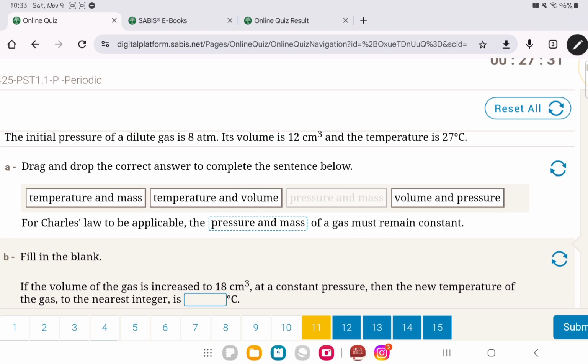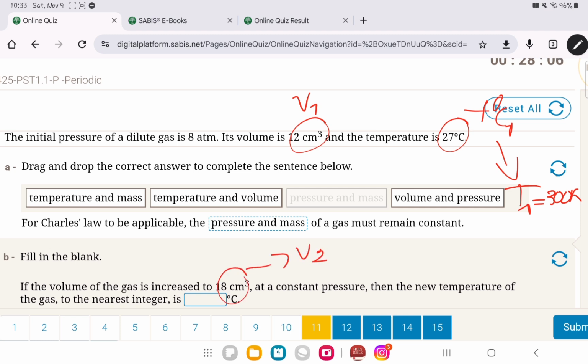Okay, we have, first of all, our initial volume, so volume 1 here, and then we have our temperature in degrees Celsius, which is the first one. Then we need to change it into Kelvin. So absolute temperature 1 is going to be 27 plus 273, so it is 300 Kelvin. Then to find volume 2, it is here given. We need to find the new temperature.